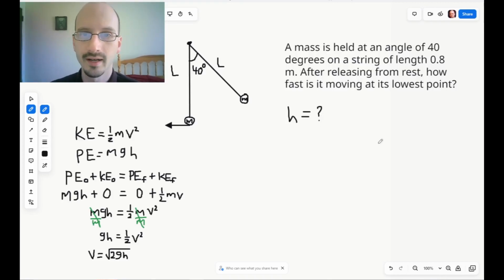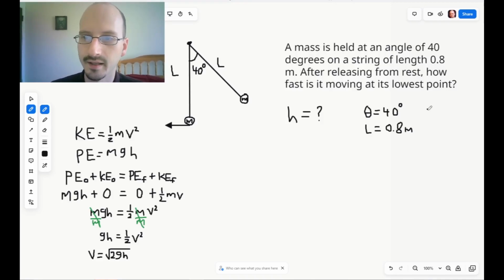So before we go on any farther, let's just write down the information the problem gives us. It gives us an angle of 40 degrees. It gives us the string length of 0.8 meters. And again, it does not give us the mass. So given this information, we better be able to find h.